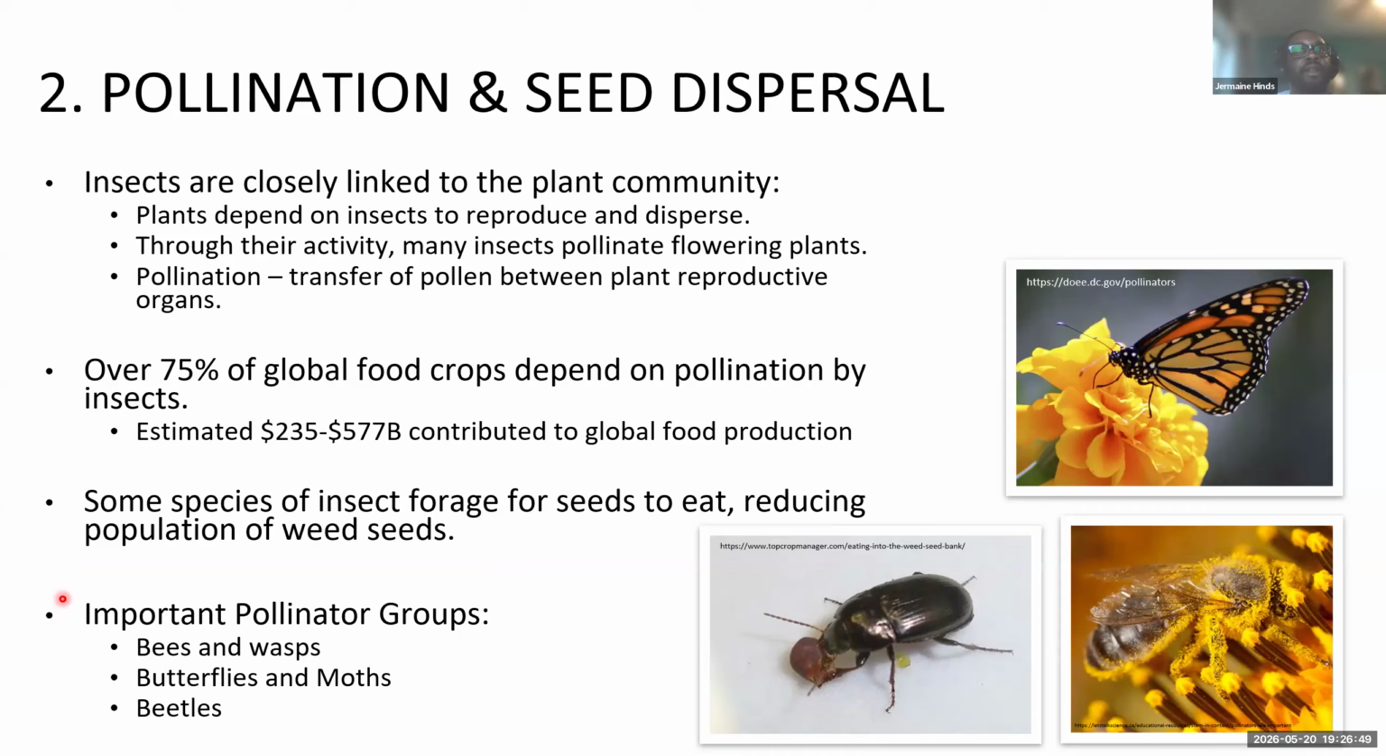Some of the important pollinator groups we'll talk about are your bees and wasps, your butterflies and moths, as well as your beetles. You can see the honeybee has all of those hairs to attract and carry a lot of that pollen, so it's easy to pollinate the next plant. Through their action, butterflies also get pollen on them that transfers as they visit different plants looking for nectar. This is a ground beetle. They're often predators, but they will go for weed seeds as well.